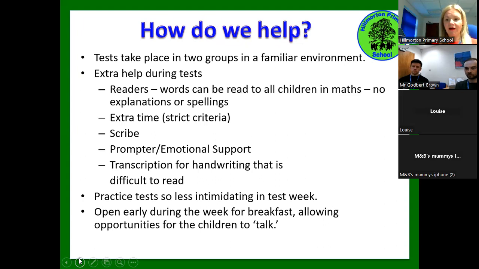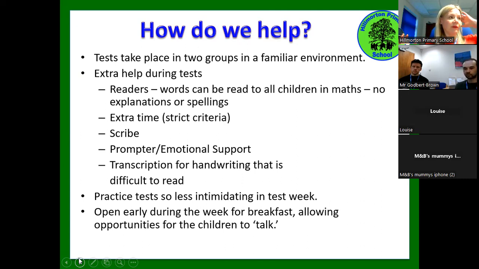We have to keep them apart, it's all very official, but they will be in a familiar environment with familiar adults. So Mr. Gobert Brown, Mr. Stewart will be there delivering the tests. You know, Mrs. Gooman, Mrs. Halford will be there, and there will be a number of additional adults there for any children that need any questions reading out as well. So there'll be lots and lots of familiar adults there supporting. We don't have invigilators that they've never met coming and doing it. So it's a really familiar environment.